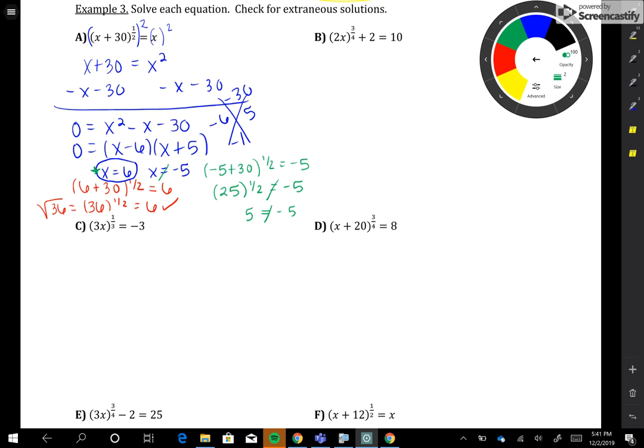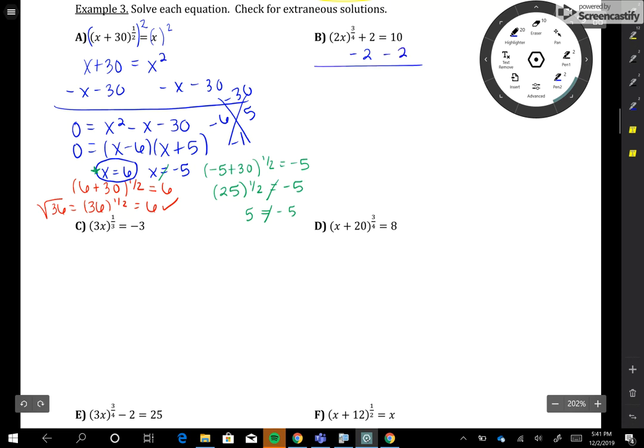Okay, moving on to letter B. Our first step is to get the rational exponent expression by itself. So I need to get rid of this plus 2 by subtracting 2 on each side. So now I have the quantity 2x to the 3/4 power equals 10 minus 2, 8.